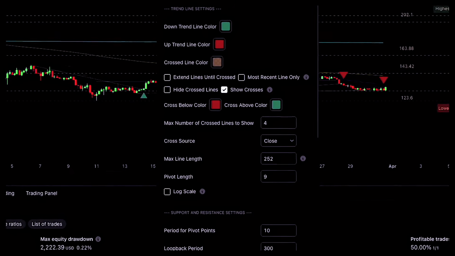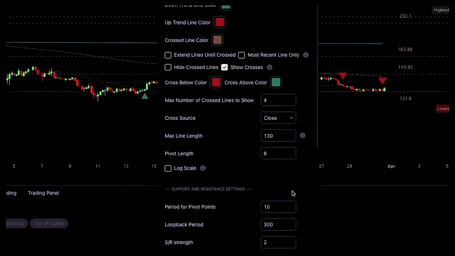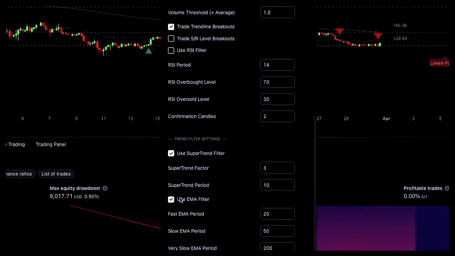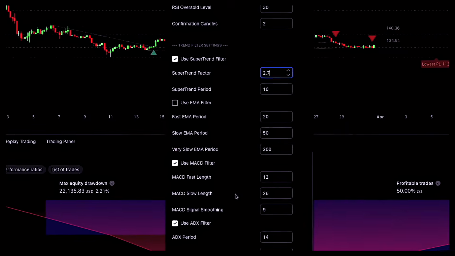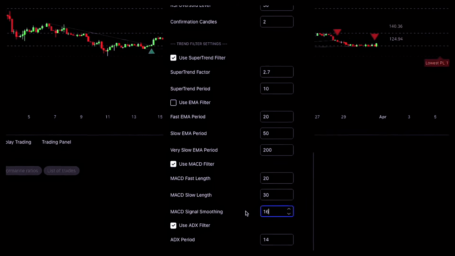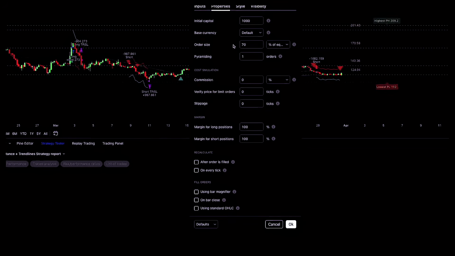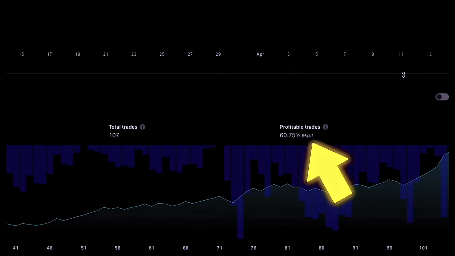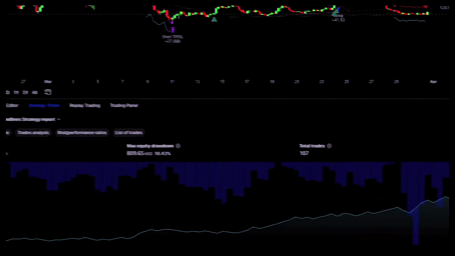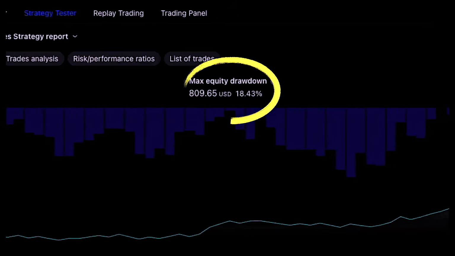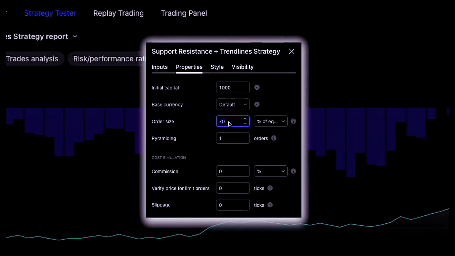Slow down the video to nail the parameters. One wrong setting can screw the results. The stats: over 60% win rate, 700% returns, and a steady profit curve. The 18% drawdown might raise eyebrows, but lower your risk per trade to 10 or 20% for safety.